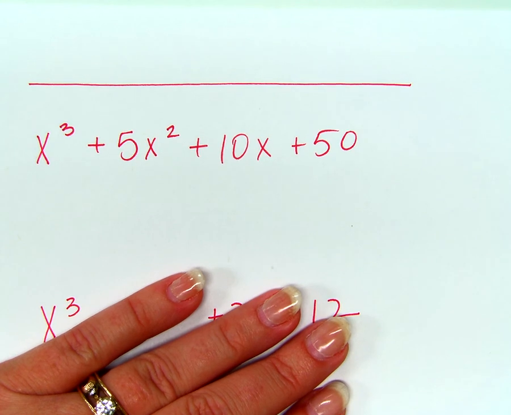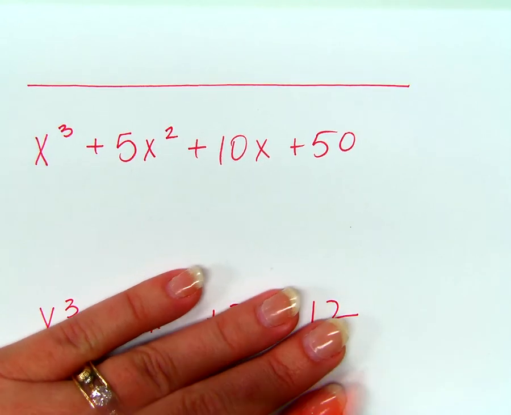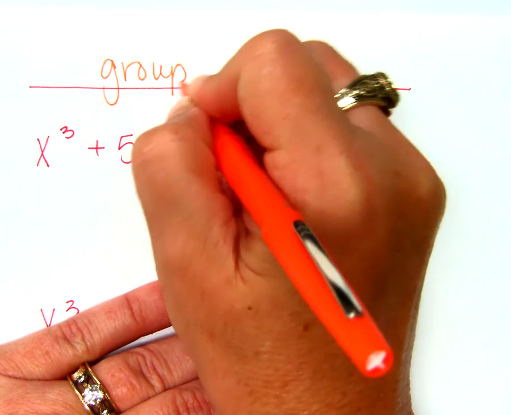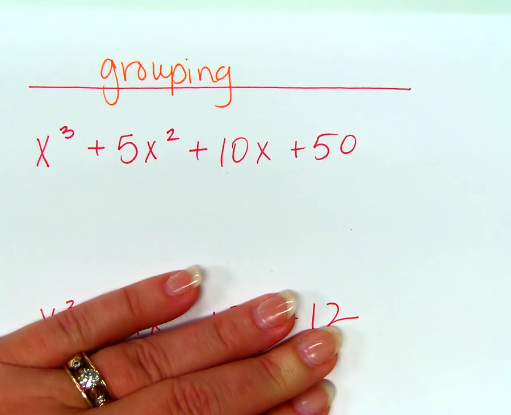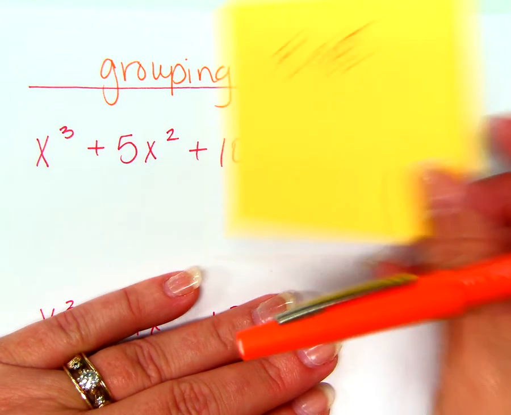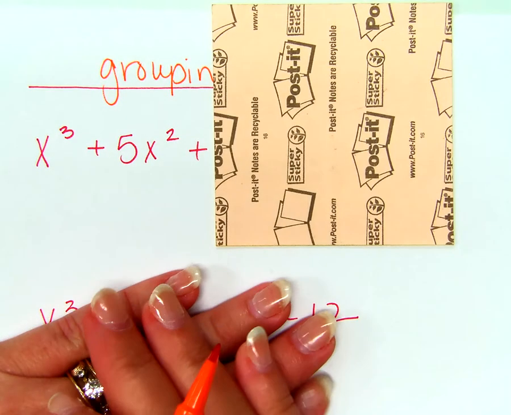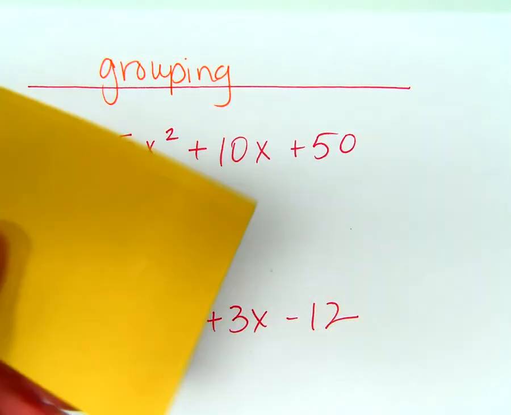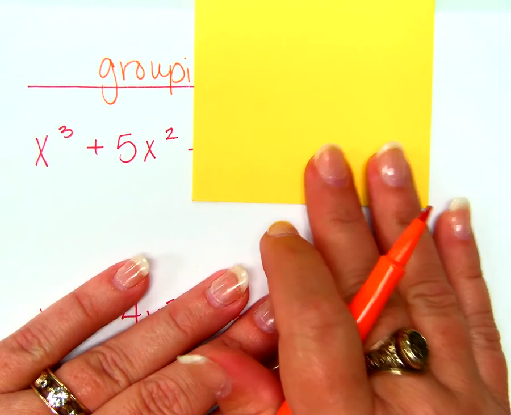How many terms are there? 4. When there's 4 terms, we're going to factor by grouping. Okay? When there's 4 terms, we're going to factor by grouping. Here's what we're going to do. Let's ignore the last 2 terms. Just completely ignore them. Like they didn't call us last night like they were supposed to.